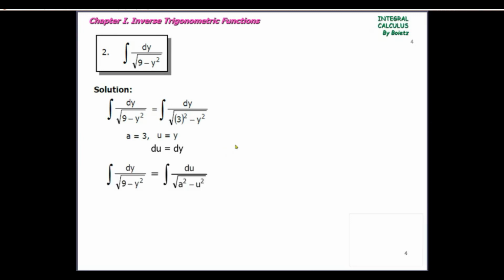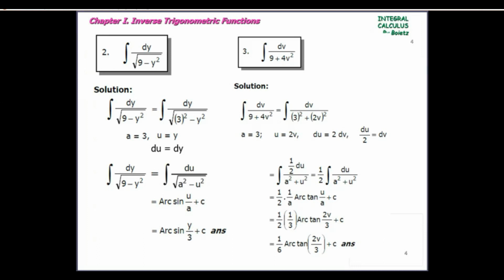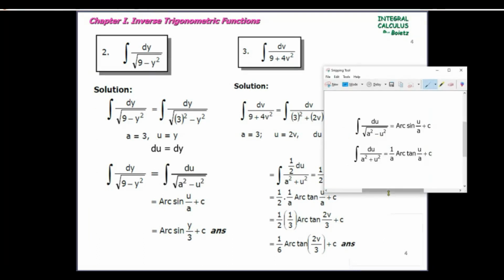Then substitute. So this becomes the integral of du over the square root of the quantity a squared minus u squared. And again, in our formula, arc sine of u over a. Arc sine, when there is a square root, so this becomes arc sine of u over a, or y over 3. So it's that simple. Then this one, I'll just cover it a little.